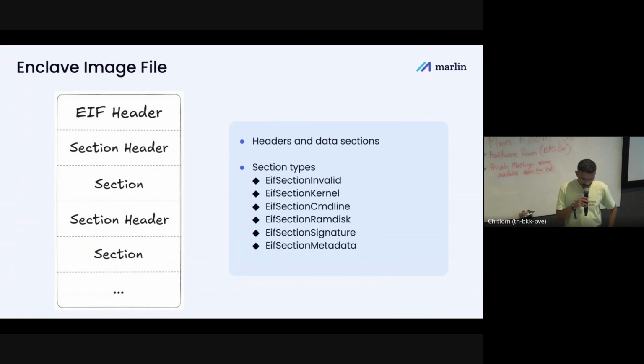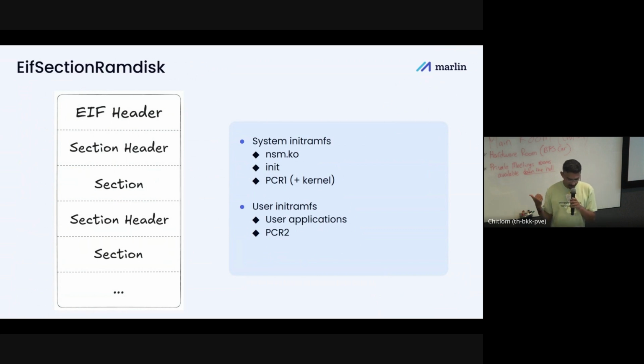What's really important are the sections that you see over here, because the sections contain all of your code and the kernel that's actually going to execute inside the enclave. The most important field is the section type, and as you can see, we have 6 types over here. The most important type is the ramdisk section, which is what actually contains the stuff that's going to execute. There are 2 different kinds of ramdisk sections, one for the system and usually one for the user. You could have multiple, but it's usually just one.